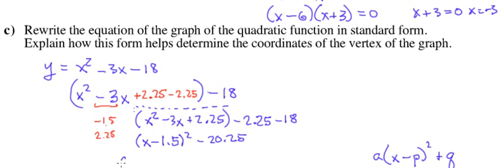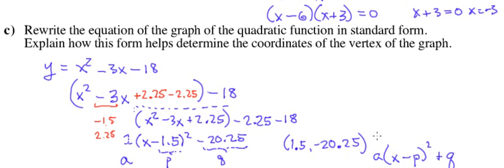We've got an a, which is this invisible 1 out front. We have a p, which is our 1.5, and we have a q, which is our minus 20.25. P and Q tell you the location of your vertex. The vertex is at 1.5, comma, minus 20.25, and again, that's the exact same thing the calculator told us.